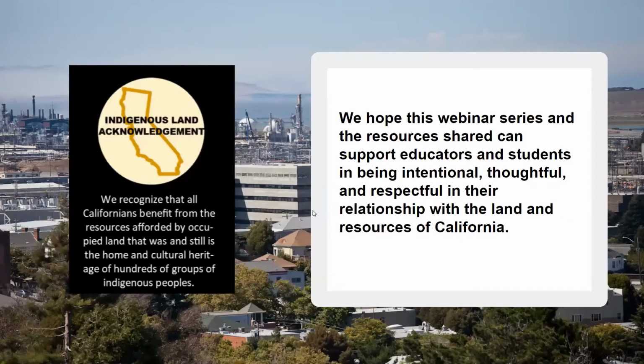Okay. So as we get into the material, I just want to include an Indigenous land acknowledgement that we in this group recognize that all Californians benefit from resources afforded by occupied land that was and still is the home and cultural heritage of hundreds of groups of Indigenous peoples. And we're excited partially about this series because it can offer an opportunity for all of us to be more intentional, thoughtful, and respectful in the way we form a relationship with the land and resources of California. So please do reflect on that, get connected with the traditional inhabitants of the region where you live and teach, and hopefully you will find that this statement on the right side of the slide is true.